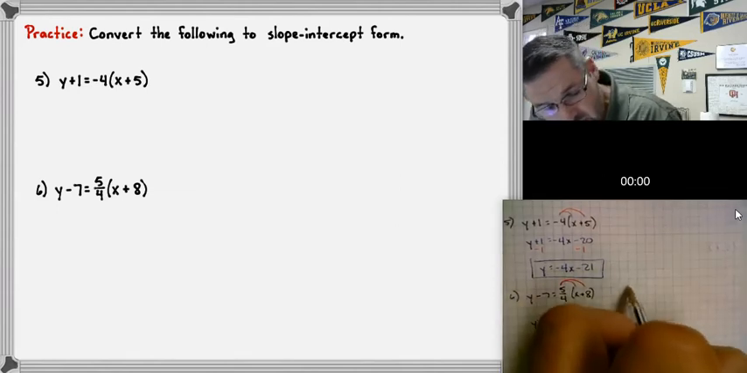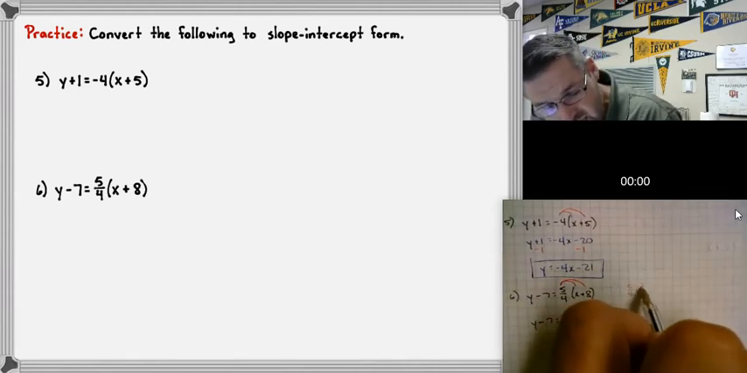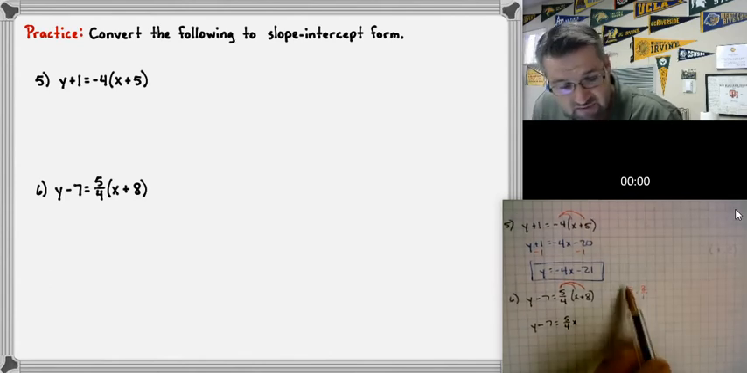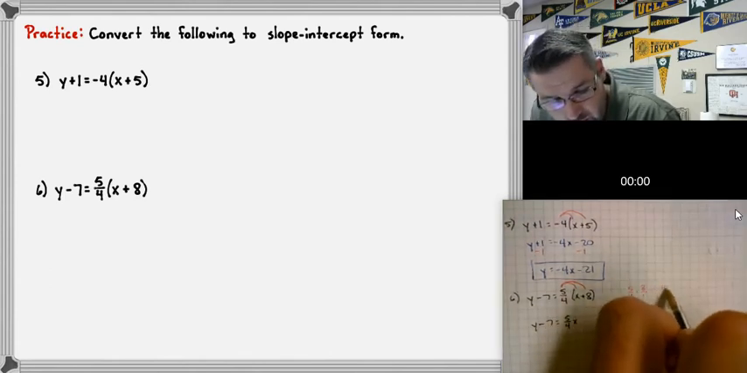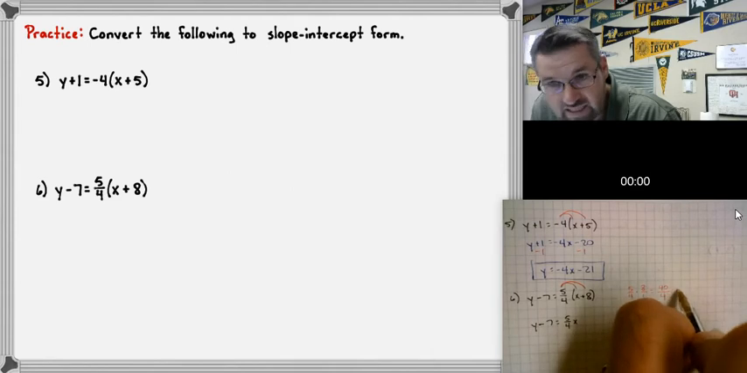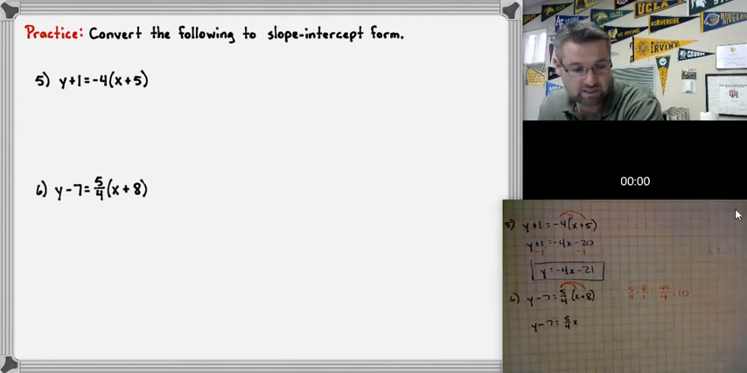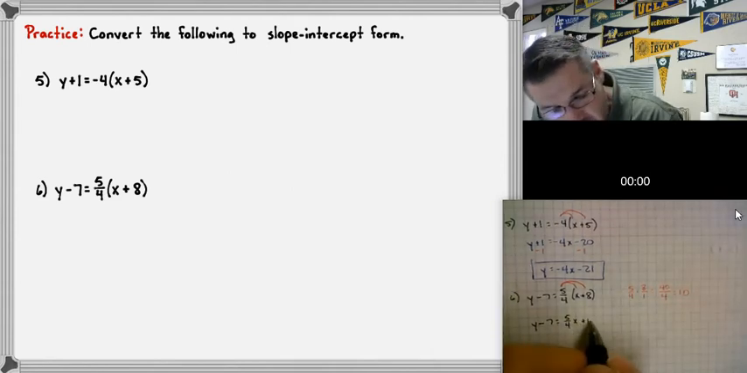I'm going to write down 5 over 4 times 8 over 1. And then 5 times 8 is 40, and 4 times 1 is 4. And that simplifies to 10. 40 over 4 is 10. And so we end up with plus 10 here.